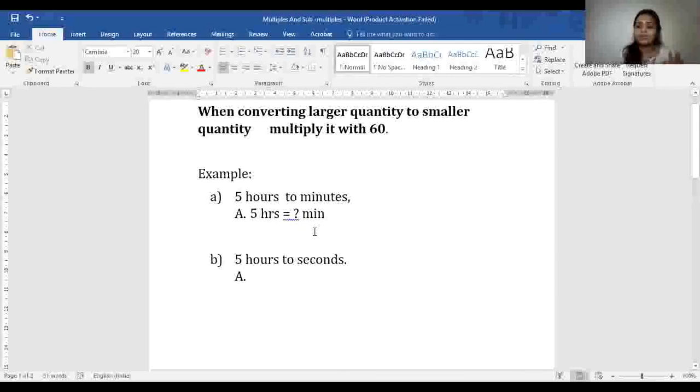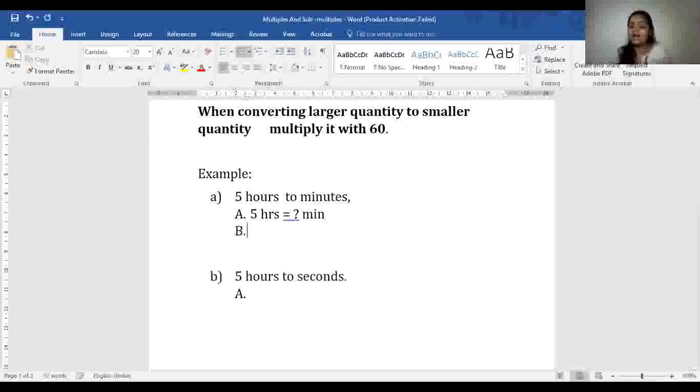So we have two examples over here. We have to convert 5 hours to minutes. So when I know what 5 hours is, now how do I convert it into minutes? What I will do over here is, I have a larger quantity, that is 5 hours. I am going to multiply it with 60.